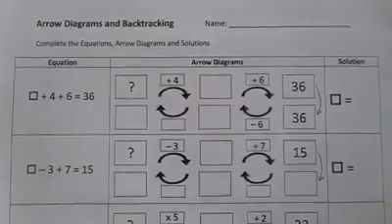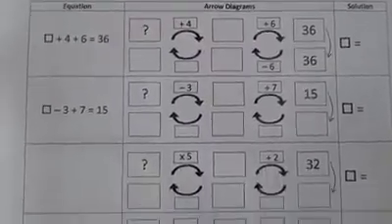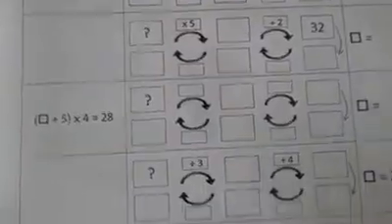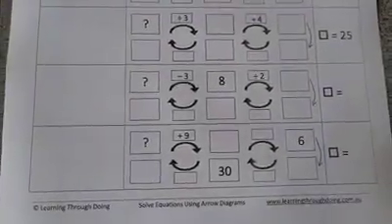They use the arrow diagram to find the unknown, and it progressively gets a little more complex as I get to the bottom of the worksheet where they have different things missing.